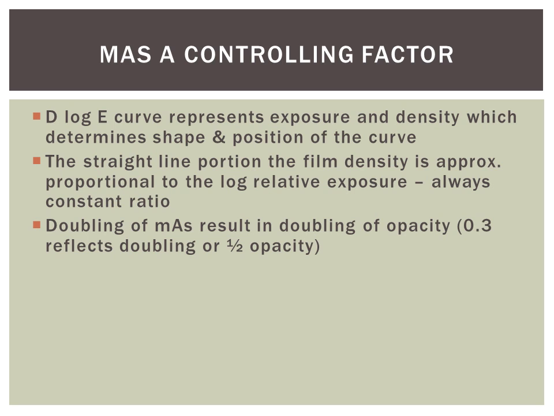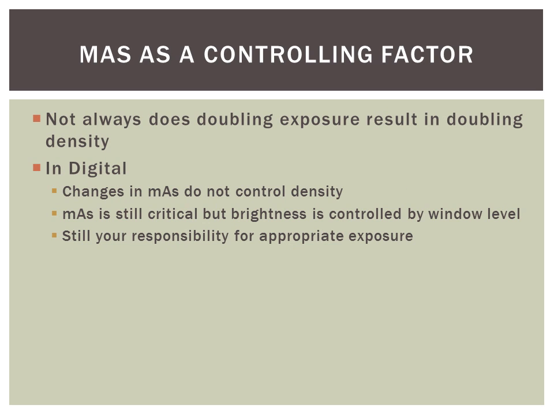So again, you can remember back to when we did the experiment with our H&D curves or our D log E's that changed the up and down or how long the straight line portion may be. Not always does doubling exposure result in doubling of density. So in digital, remember it's controlled by window leveling, so changes in mass do not always control density. Mass is still critical, but brightness again is controlled by the window leveling. It's still your responsibility for an appropriate exposure.